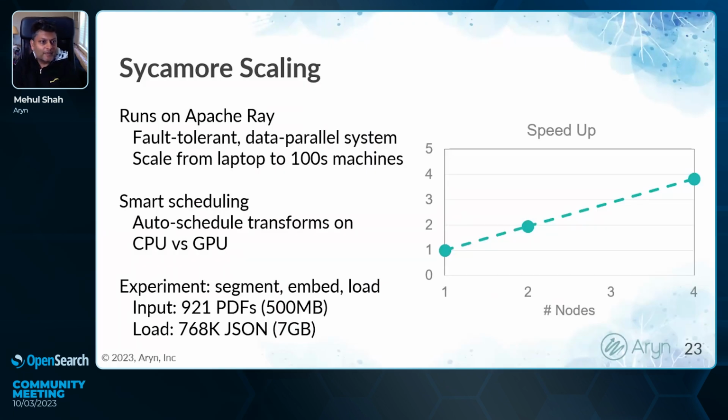Sycamore scales. I think this is the point of this slide. We've run this over thousands and thousands of documents. This is an example where we ran it over 1,000 PDFs. It turns from half a gigabyte of data, after you've done the processing, into about 7 gigabytes of data that gets indexed inside of OpenSearch. And whether you're running it on a single machine or a cluster of 4 machines, it scales pretty linearly. The nice thing about Sycamore is it automatically figures out how to schedule all your operations and where to schedule them. So it'll run it on a CPU or a GPU, depending on what's the right operation or transformation you're running and what it needs.